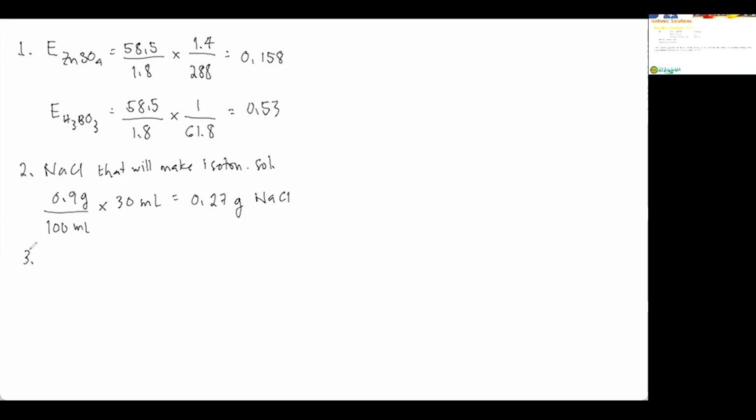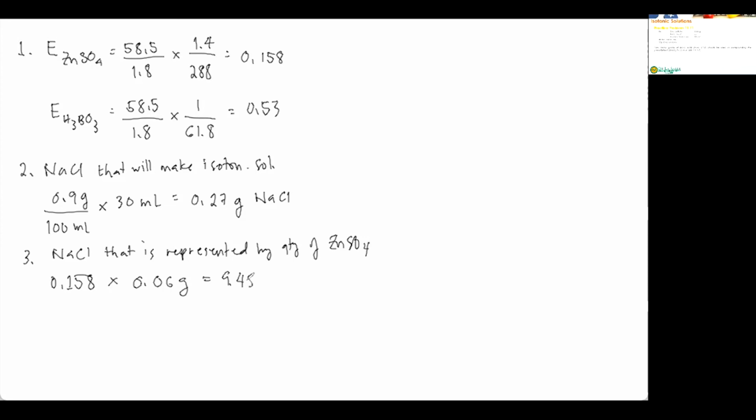Next, we determine the contribution of the quantity of zinc sulfate to the tonicity of the solution by making use of the E value of zinc sulfate. So the E value of zinc sulfate is 0.158, and the quantity of zinc sulfate in the solution is 0.06 gram. So this will determine the amount of sodium chloride that is represented by the quantity of zinc sulfate in the solution. So this will be equal to 9.48 times 10 to the negative 3 gram. Or this is equivalent to 0.00948 gram, or simply 9.48 milligrams.